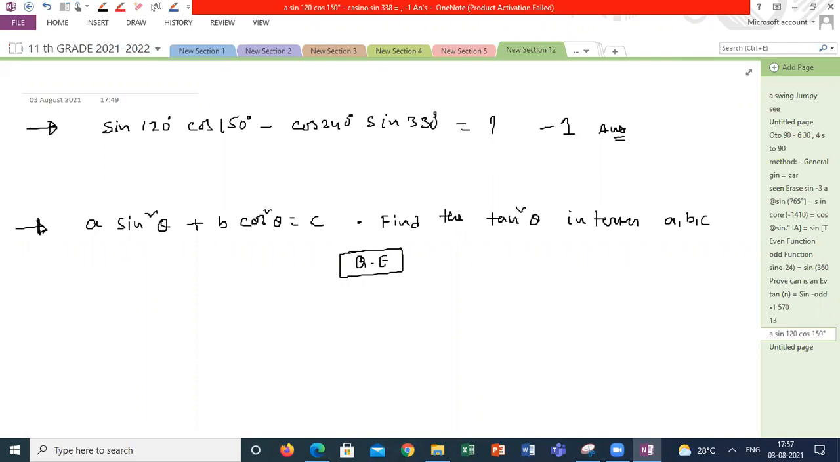Guys, did everyone get the first question, sin 120 cos 150? Everyone got the answer -1? Guys, please respond. I think I'm giving nice questions only. Don't hesitate to solve the question and don't feel bad if you are getting wrong answers. It's a learning process for everyone. Amjani, Arshida, Kirtana, did you get the same answer or a different answer? Guys, please respond. Everyone got the same answer? The answer -1 is the right answer.